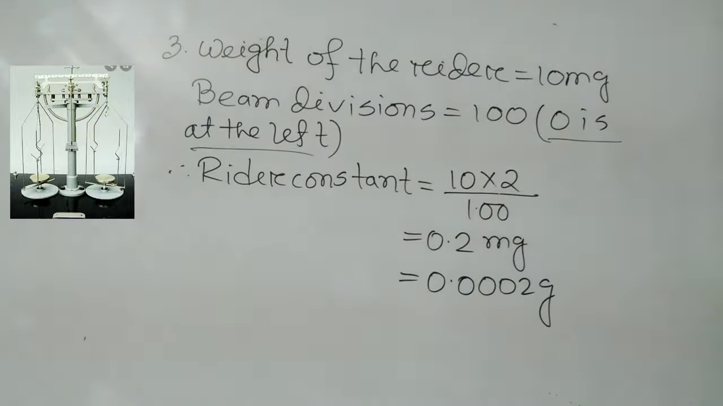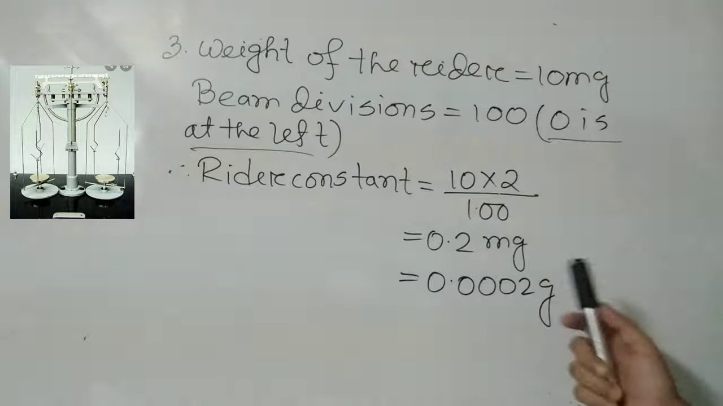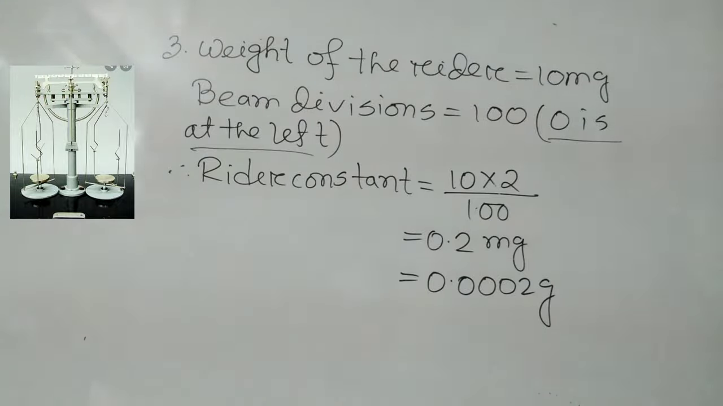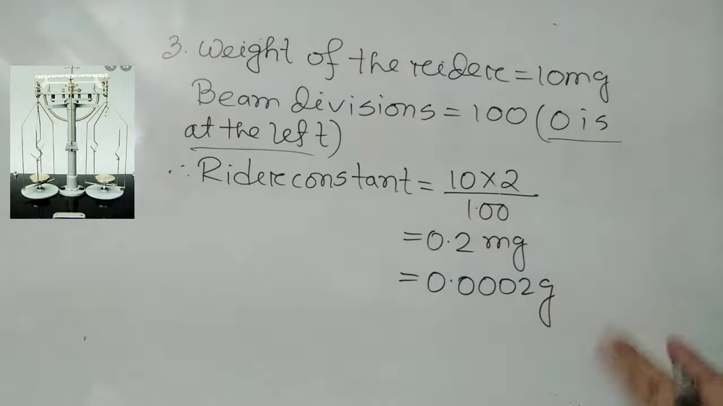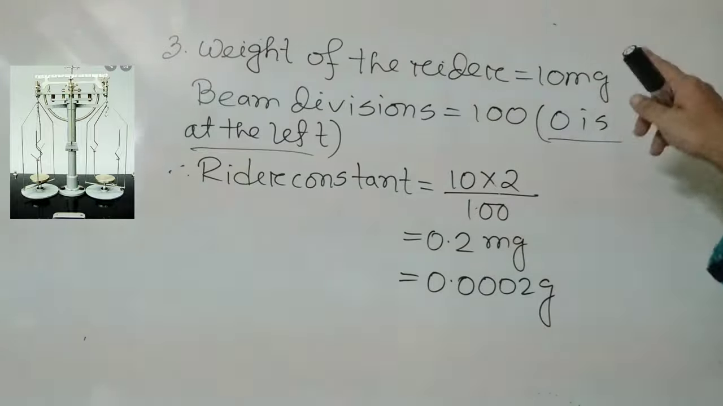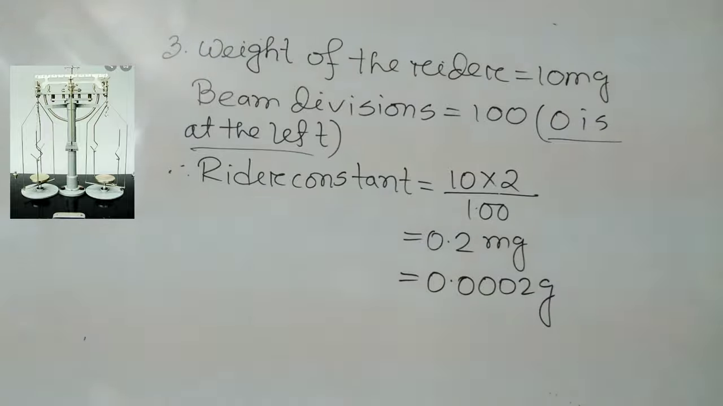Then that will be the Rider constant. This is an important factor for both your theory and MCQ. So you must remember to calculate the Rider constant. And how can you calculate the Rider constant? The important factor is to see the place of zero.